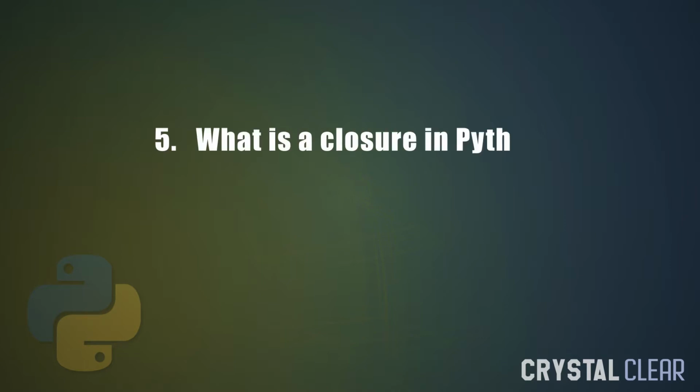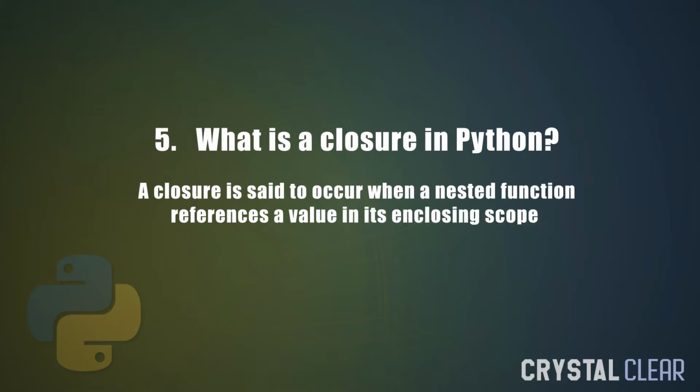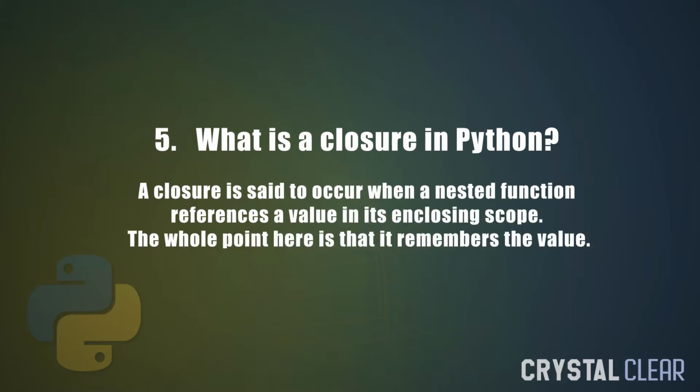Number 5. What is a closure in Python? A closure is said to occur when a nested function references a value in its enclosing scope. The whole point here is that it remembers the value.